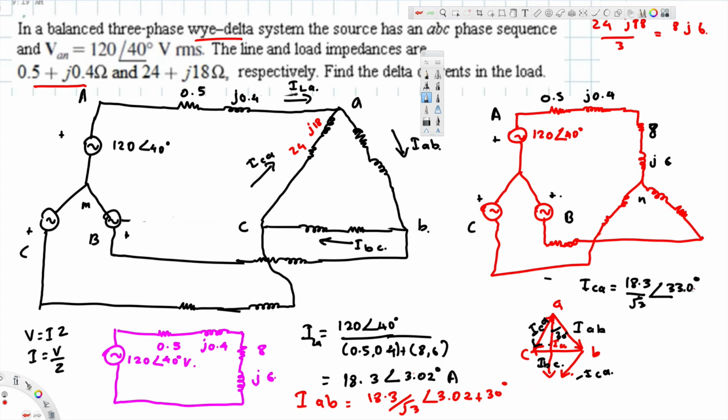Now for ICA, we have to add 120 degrees to that, amperes, and after that IBC is going to be 18.3 divided by root 3 angle 33.02 degrees minus 120 degrees, and that's it. That's how you do that.